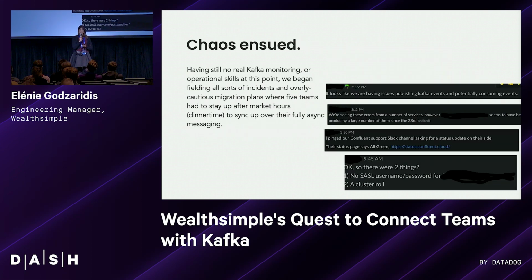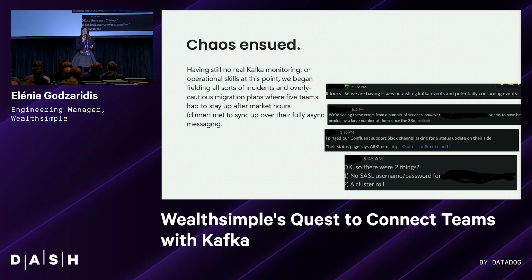So chaos ensued. This is an excerpt, redacted to ensure everyone's safety, of a set of Slack messages during an incident. There are a few hours between all of these. I love the timestamps because I think they're cool. Essentially, it goes from 2 p.m. to 9:45. And we had no real Kafka monitoring at this time. And most people hadn't been operating many things in production either. We still have no SRE team to this day. So developers do most of the operational work.